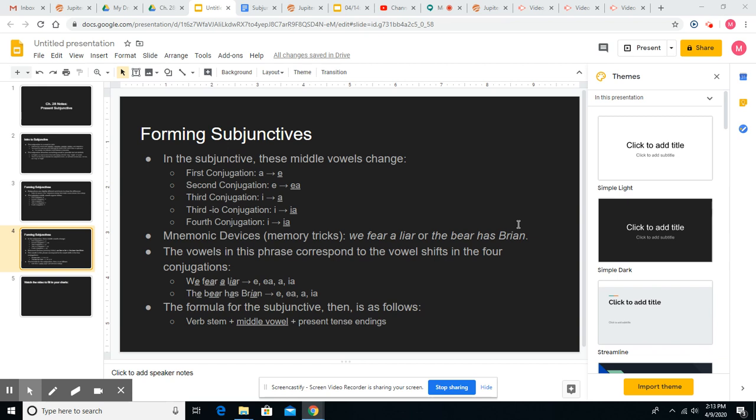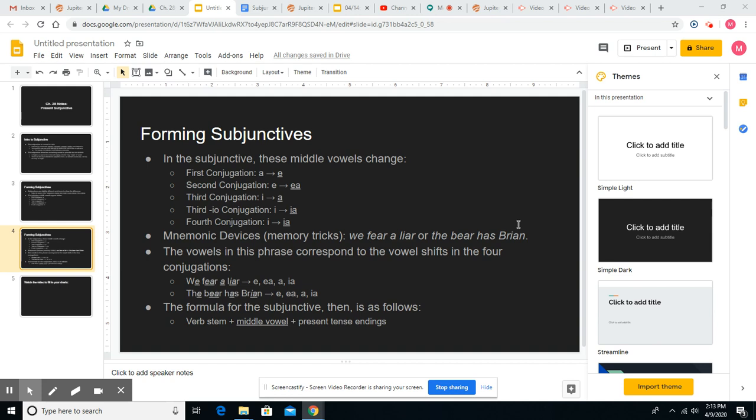So in "we" or in "the," we have the vowel E. That corresponds to the first conjugation. In "fear" or in "bear," we have the vowels EA, corresponding to the second conjugation. In "a" or in "has," we have the vowel A, corresponding to the third conjugation. And in "liar" or "Brian," we have the vowels IA, corresponding to third IO and fourth.